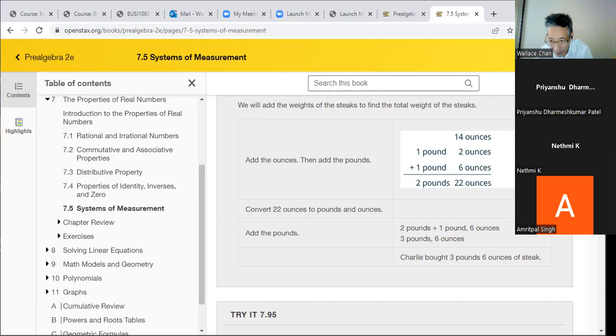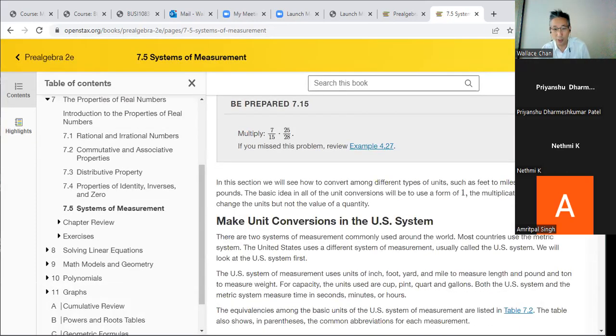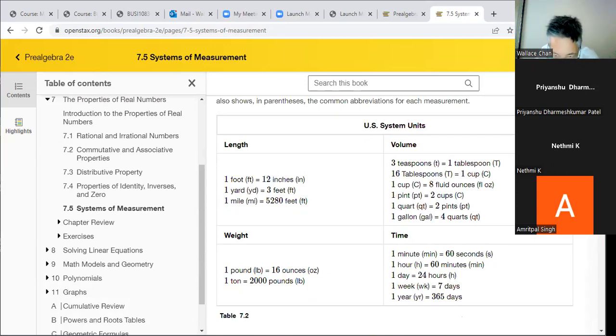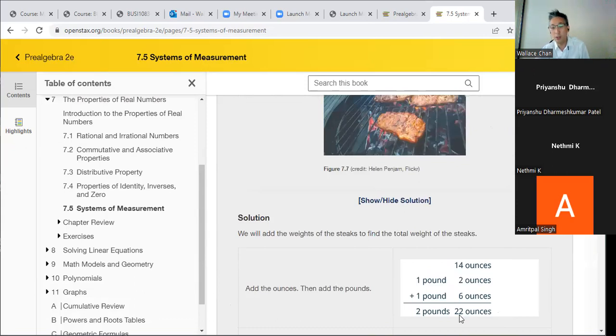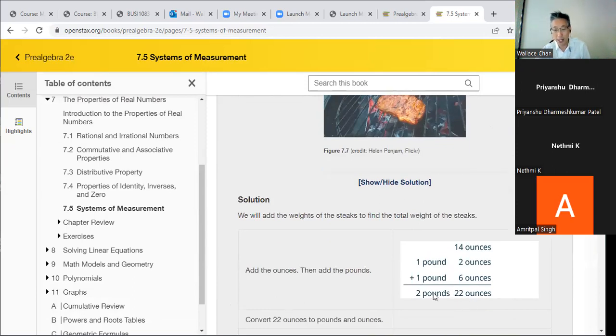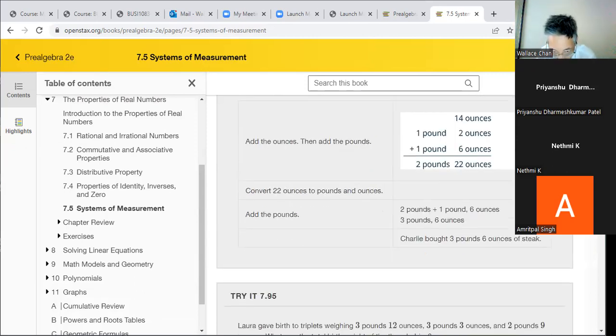How many ounces do we have per pound? 16. Okay, 1 pound equals 16 ounces, right? So in this case, you have 22 ounces. So 22 minus 16 is 6. That means you have 1 more pound here, so it's 3 pounds and 6 ounces.